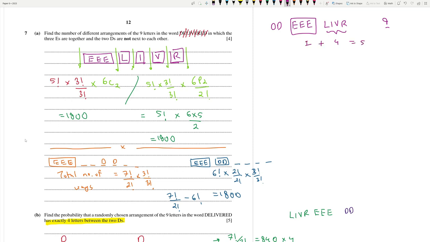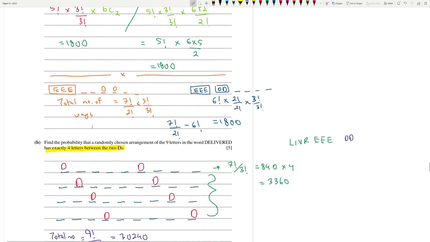That's 5 factorial. For the E's, it's 3 factorial by 3 factorial. We can ignore that. And for the D's, the spots are, look at the arrows, 1, 2, 3, 4, 5, 6. So it's going to be 6C2 because the D's are identical. Or 6P2 by 2 factorial if you want the longer route. Or you could find out the total number of ways and subtract it only because there are 2 D's. If there were 3 or 4, it wouldn't have been possible, okay?